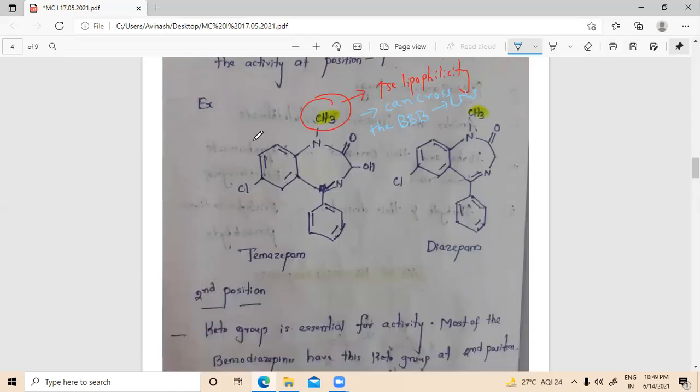So here I have shown you 2 important drugs, temazepam and diazepam. In both the drugs, you have this methyl group here. At first position, it is occupied with a methyl group.